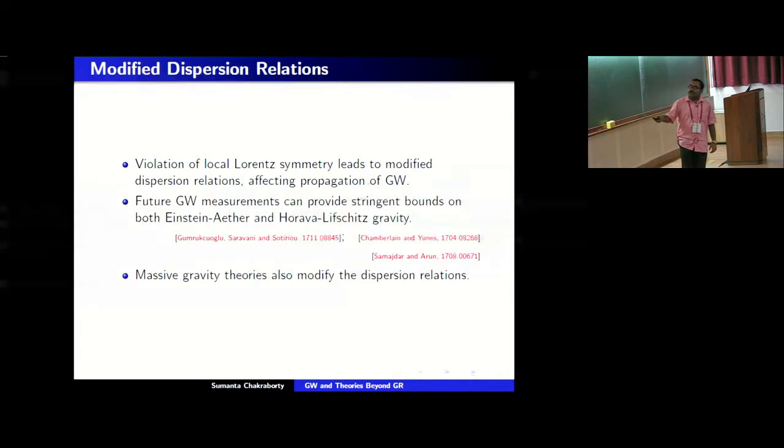So the Horava-Lifshitz gravity was discussed in this paper in light of the recent GW measurement, and the paper by Arun and Yunes, they actually discuss what happens to the future GW detectors in connection to these particular theories and also others. Similarly, massive gravity theories will also modify dispersion relations, and they will also lead to certain interesting constraints.